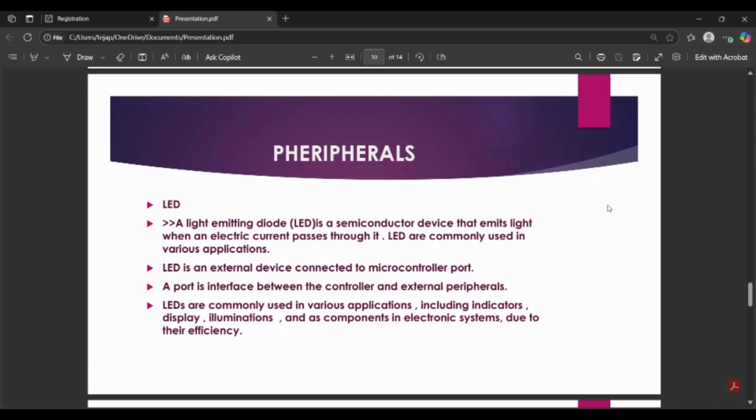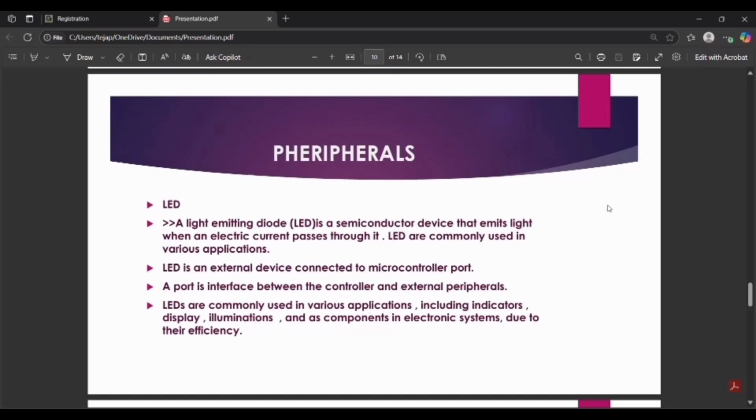We have learned about many types of peripherals, and using the combination of all these peripherals, we designed a new washing machine prototype. We have built a prototype using these peripherals.